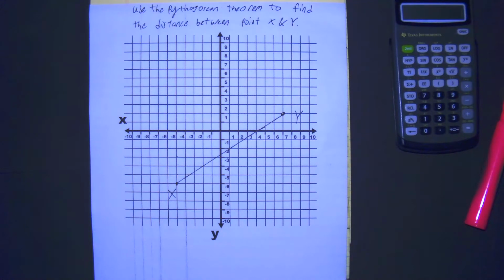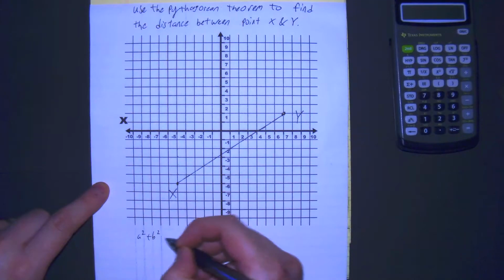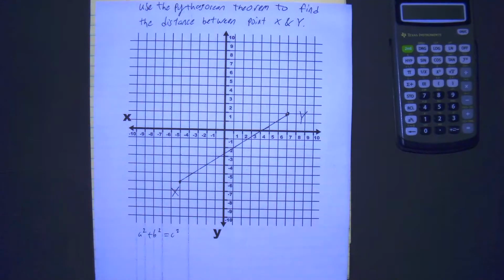Use the Pythagorean theorem to find the distance between point x and y. So what we're doing here is we're going to be finding the distance between x and y. We're going to use the Pythagorean theorem. The Pythagorean theorem states a squared plus b squared equals c squared.